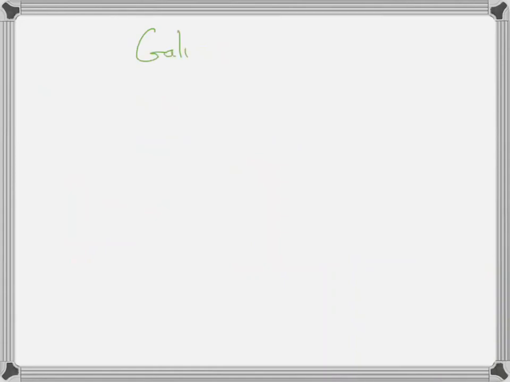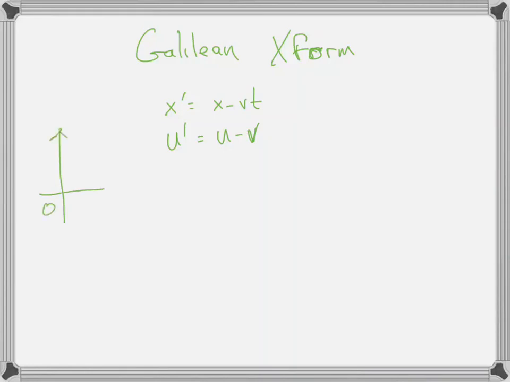So this is the Galilean transformation, right? The Galilean transformation says that x prime equals x minus vt and u prime equals u minus v. That tells us how to transform kinematics from one frame of reference to another, from a stationary frame of reference to a moving frame of reference. So we can now transform measurements between frames of reference.